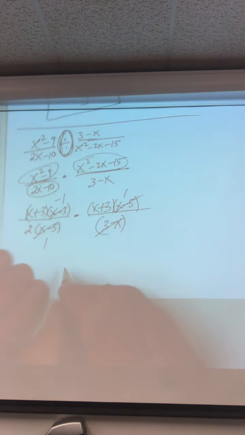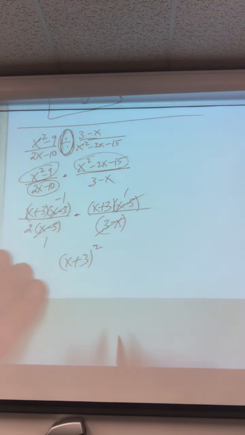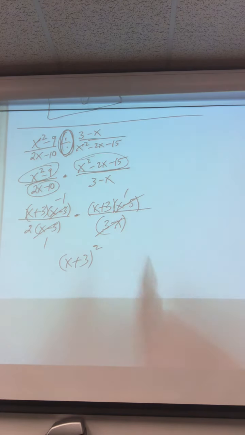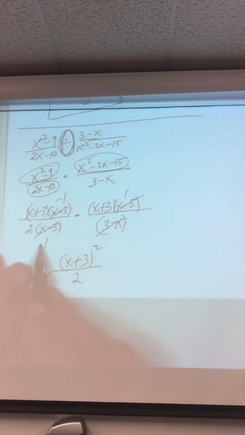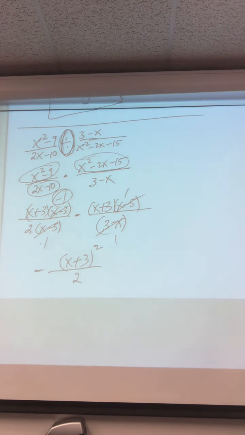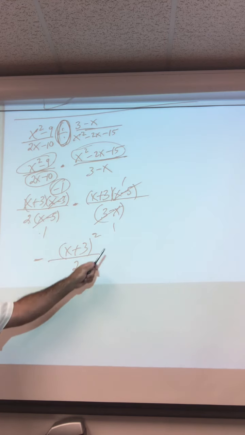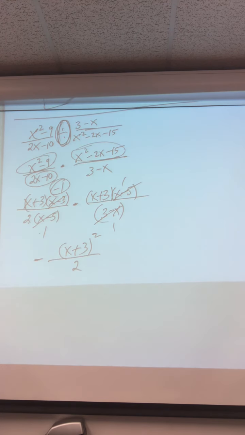So here's what I'm left with. In the top, x plus 3, and then I can either put another x plus 3, or I can just write that squared, but don't multiply it out, over 2 times 1, and this is 1. But you still got this negative in the top, and I told you typically what we do is we just put it in front of the parentheses. But don't distribute it through because of the exponent there. You can't. So that is the answer to that problem.